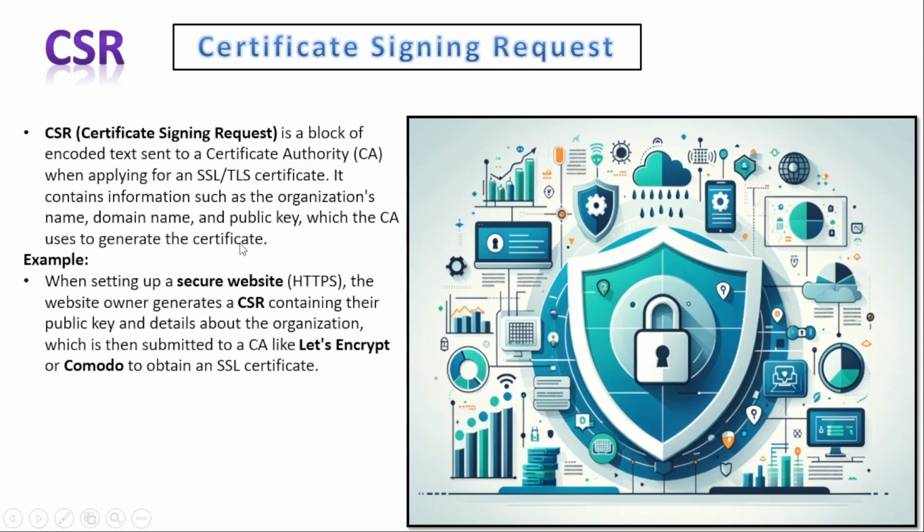to generate the certificate. Example: when setting up a secure website, that is HTTPS, the website owner generates a CSR containing their public key and details about the organization, which is then submitted to a CA like Let's Encrypt or Comodo to obtain an SSL certificate.